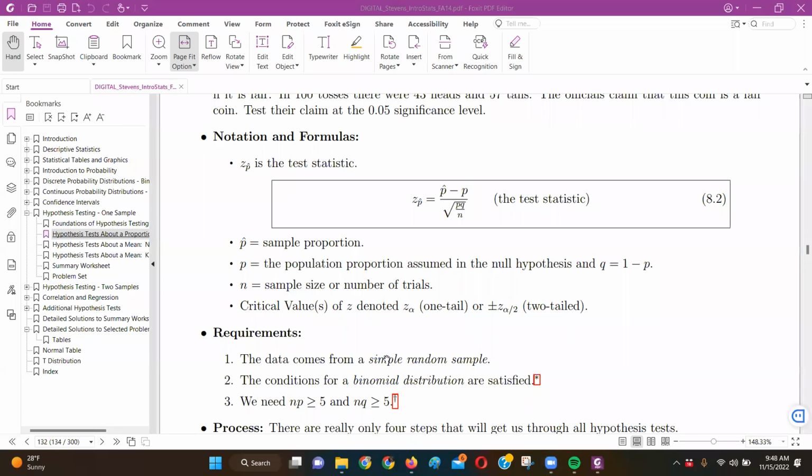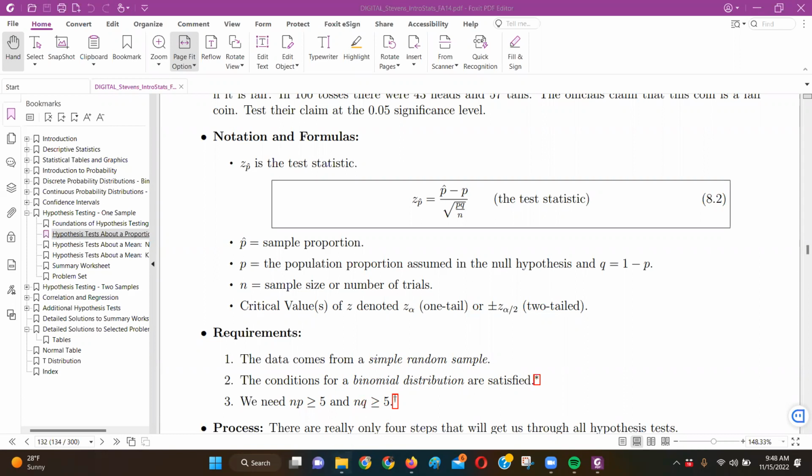So let me come down here. You got to have a simple random sample, of course. You always have a simple random sample. Otherwise, your data's crap and you can't really do much with it. You have to make sure that it's a binomial distribution, right? That you have only two, yes, no answers. Probability stays the same from trial to trial, a fixed number of trials, and so on and so forth. And then, of course, you're going to meet these things because otherwise it might not be a normal distribution, right? Once you get that done, then you can run this test.